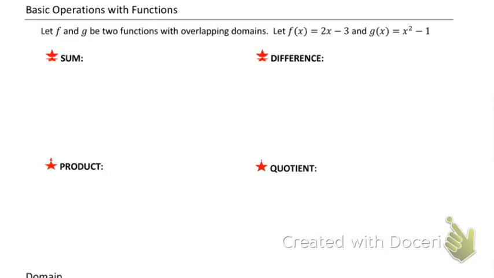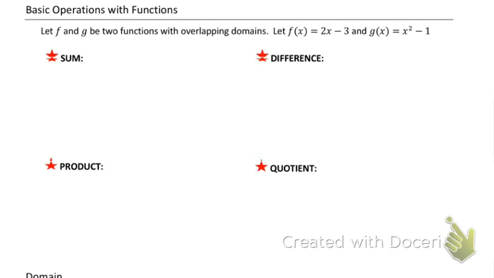Today we're going to talk about composites of functions, and operations with functions. Up here I'm giving you two functions. I'm saying f of x equals 2x minus 3, and g of x equals x squared minus 1.